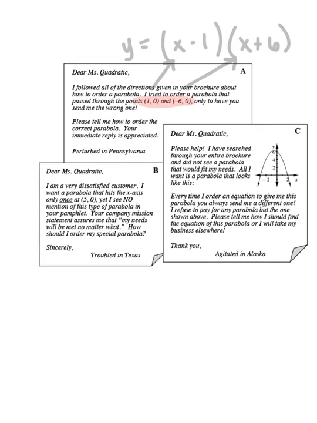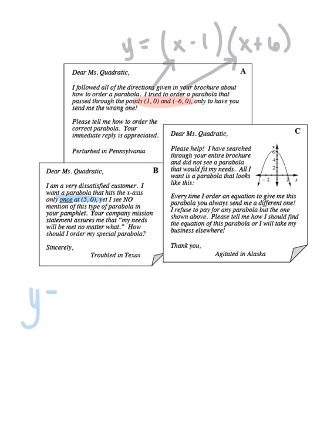Problem B. Dear Mrs. Quadratic, I am a very disappointed customer. I wanted a parabola that hits the x-axis only once. And I see that you have no mention of this in your parabola pamphlet. Your company mission statement assures that my needs will be met no matter what. How should I order my parabola?